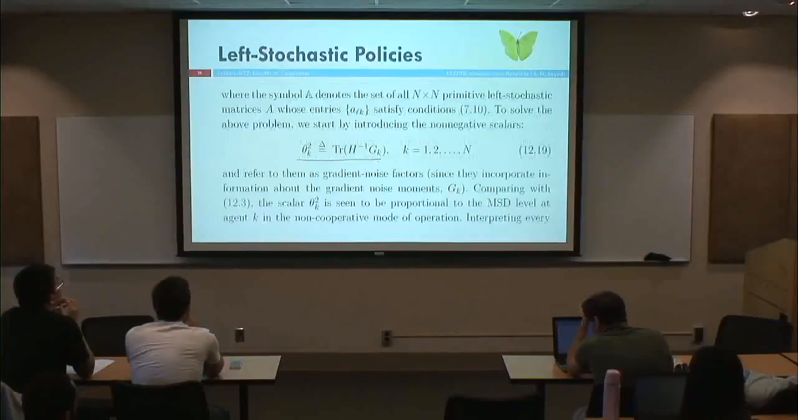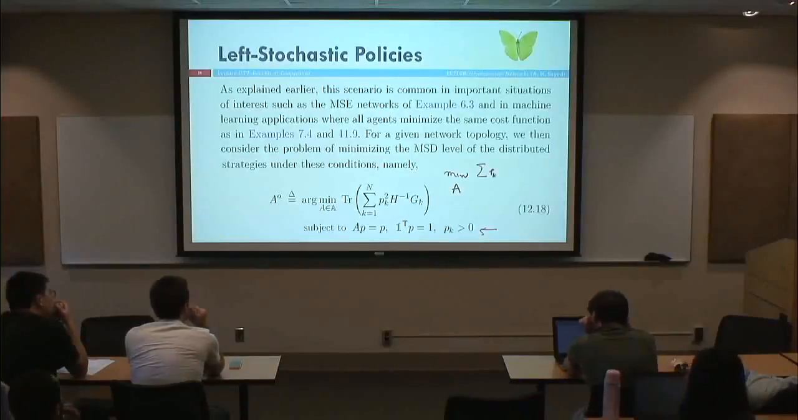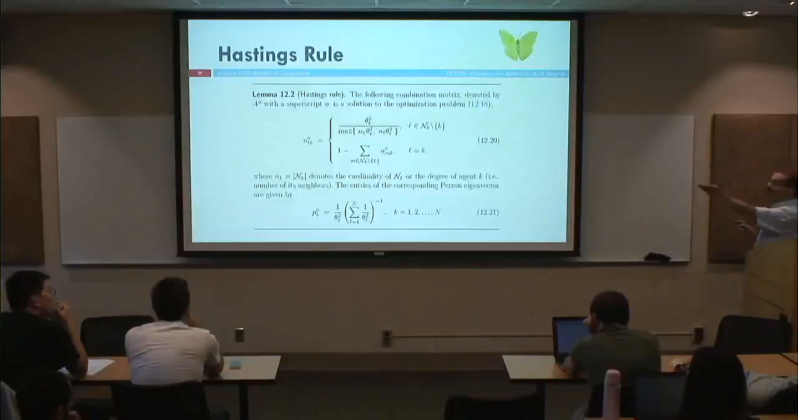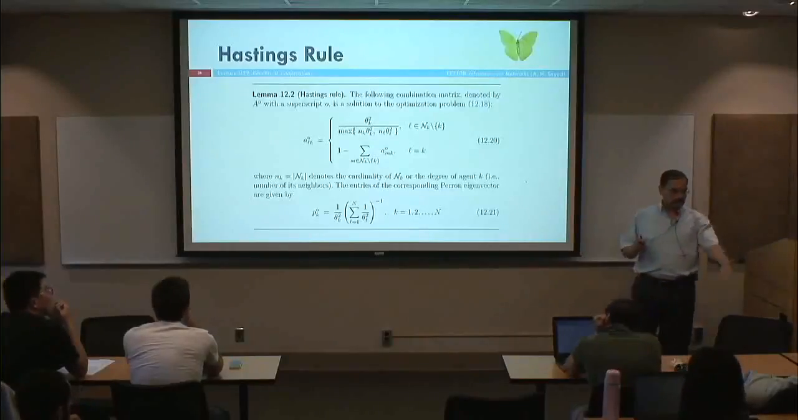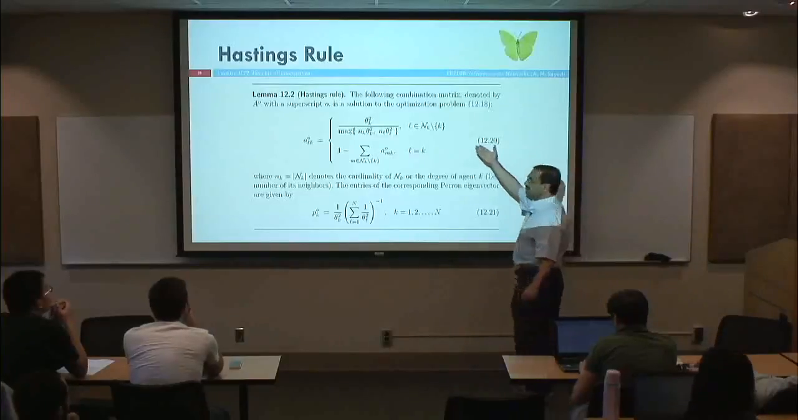Minimize over A, left stochastic with these Perron entries, the sum of p_k squared theta_k squared, correct? Given the thetas, solve that problem. So this is how I'm going to solve the problem. I'm telling you what the answer is, and then I'm going to show you the answer. The proof is not difficult. I will let you check most of it, but this is the answer.